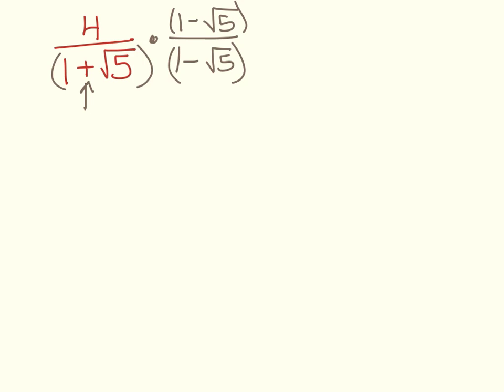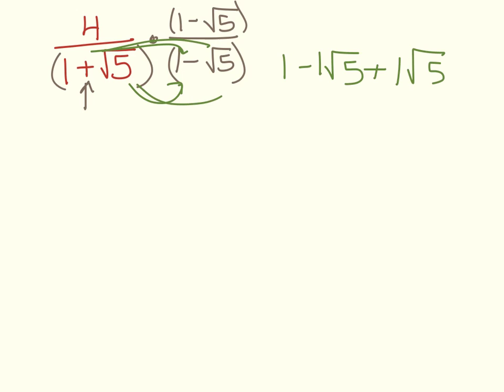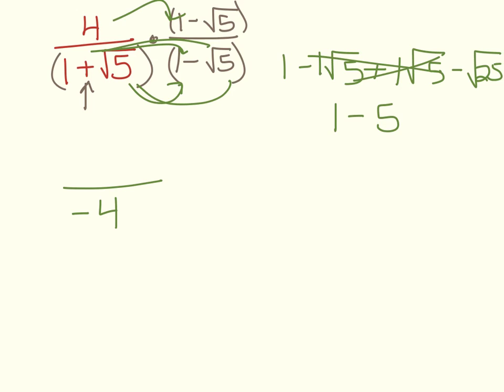All right. So if I distribute this, I get 1 minus 1 rad 5 plus 1 rad 5 minus rad 25. That will cancel, so I get 1 minus the square root of 25, which is 5. So on the bottom, I have a negative 4. If I distribute the top, I get 4 minus 4 rad 5.